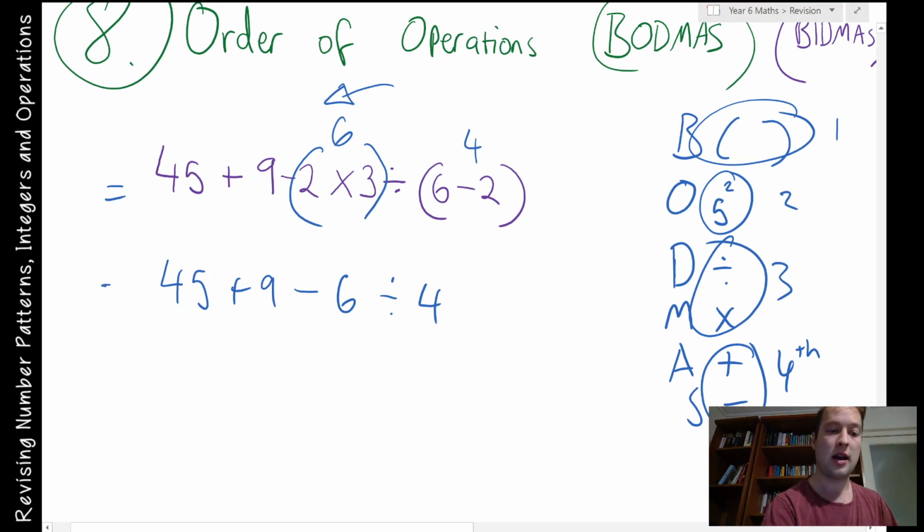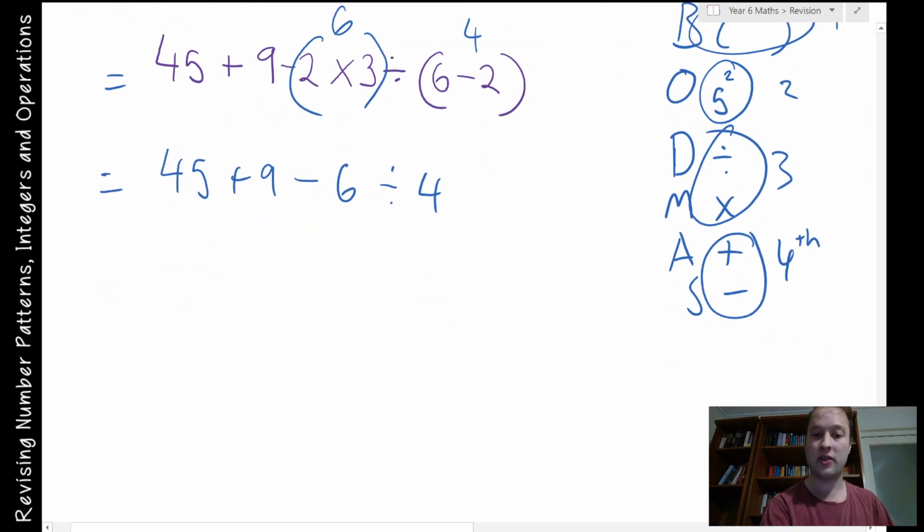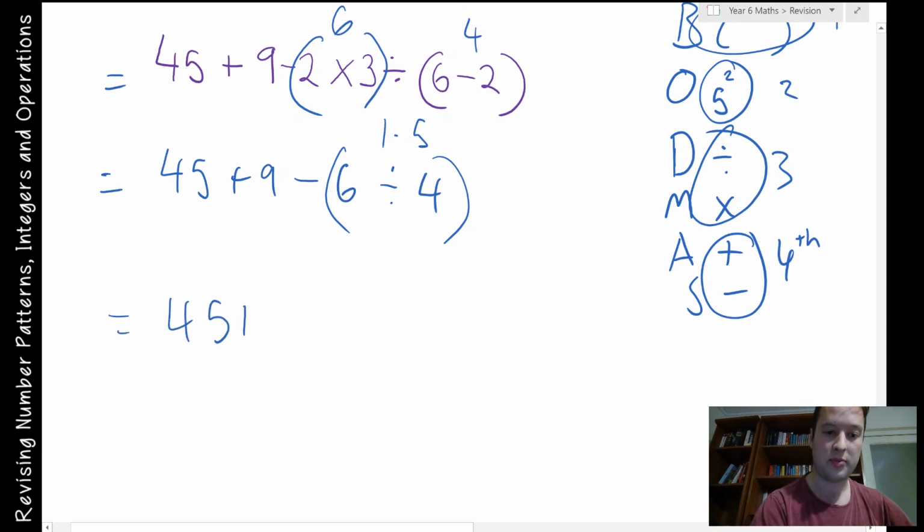Okay, now what's my next thing? Well, I still have a division, so I have to do that first. So 6 divided by 4. Oh no, this is not going to work. It's going to be a weird decimal number. Anyway, I can still do it. 6 divided by 4 is 1.5, I believe. Hopefully your questions don't have weird decimals like that. And then my last one, if I rewrite it, 45 plus 9, take away 1.5.